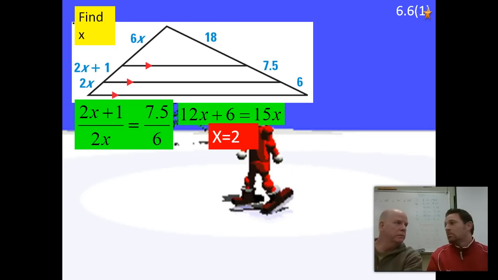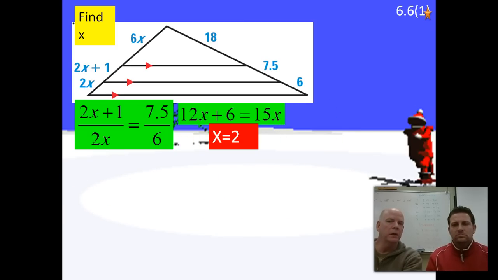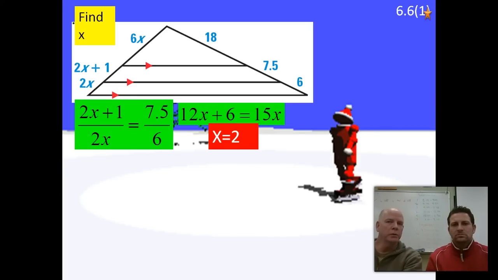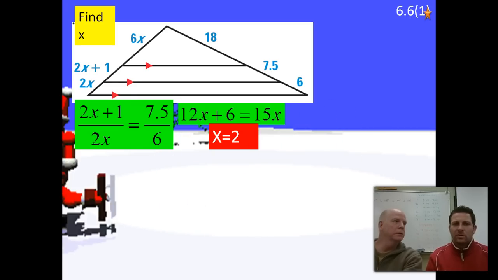So that's chapter 6. We'll spend some more time looking at some activities like this in class and solving some more proportions, but that's the chapter. It's a wrap. So okay, we'll see you guys in class.